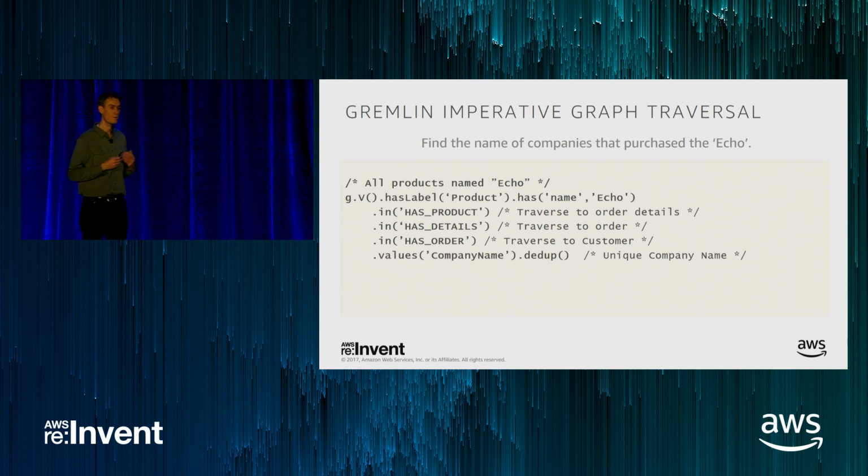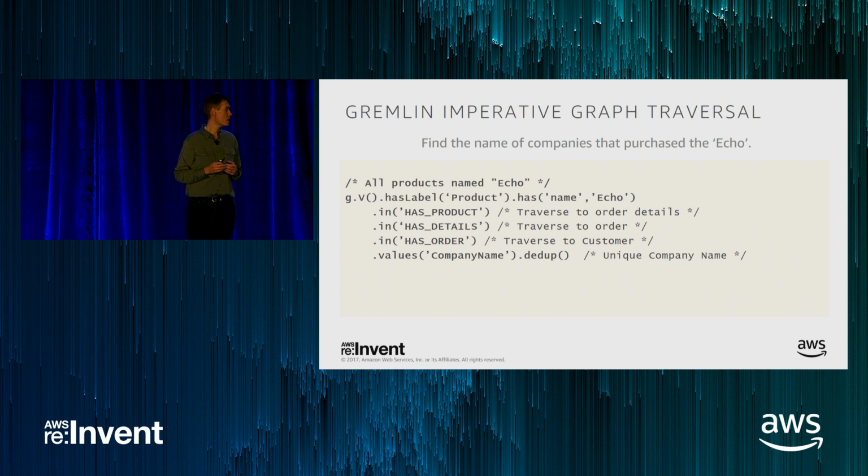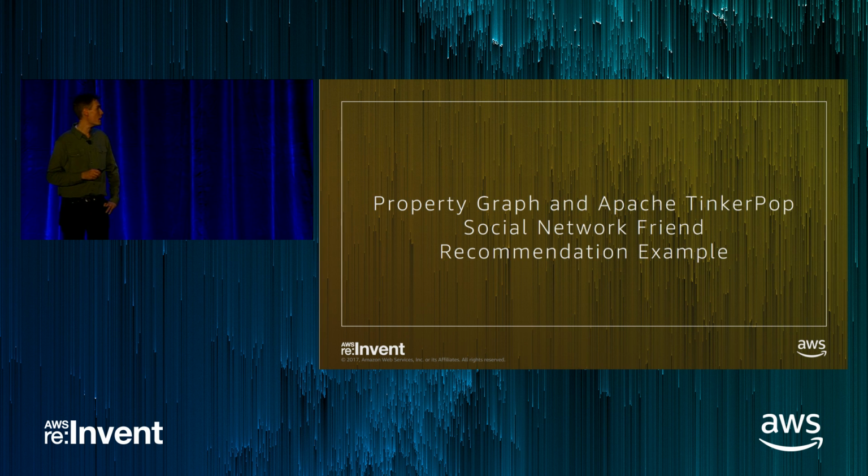In Gremlin, so Gremlin is an imperative traversal language. So the way that you express traversals in Gremlin is by taking them one step at a time. This is how you would answer that same question: find me the names of the companies that purchased the Echo in Gremlin. So we start off with looking for vertices that have a label product that has the name Echo. And then we traverse the edges here for the product, the order details, and the order. And finally, we get the company name. So those are brief examples across a relational model versus graph and into RDF SPARQL and TinkerPop Gremlin.